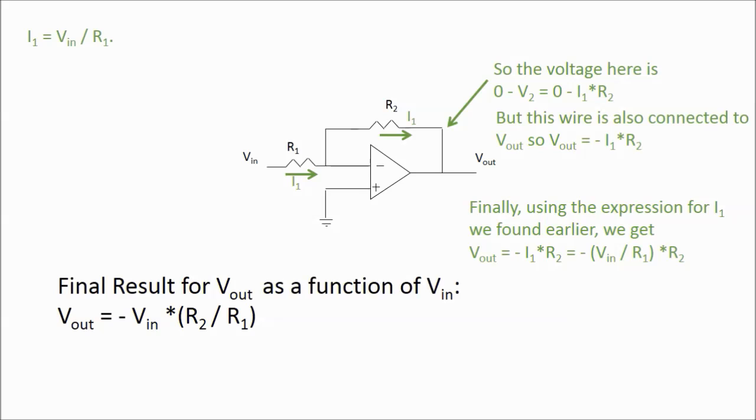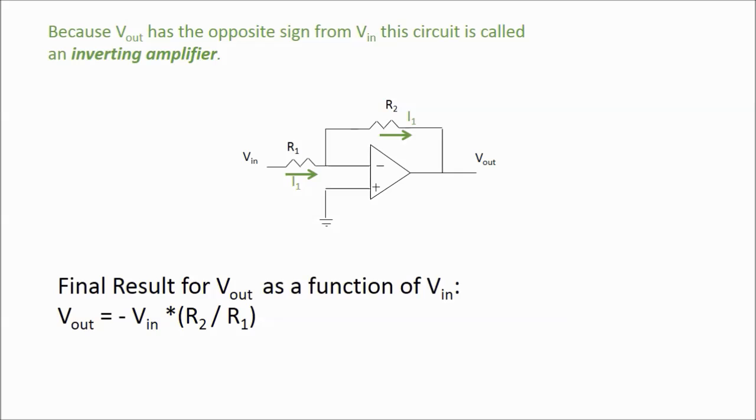Now, because the output voltage is always going to have the opposite sign from the input voltage, we call this circuit that I have used as an example an inverting amplifier, because it will invert the signal from positive to negative or from negative to positive. If R2 and R1 are different, it will also amplify the signal in addition to inverting it. So you can use this as an amplifier with a voltage gain of minus R2 over R1.